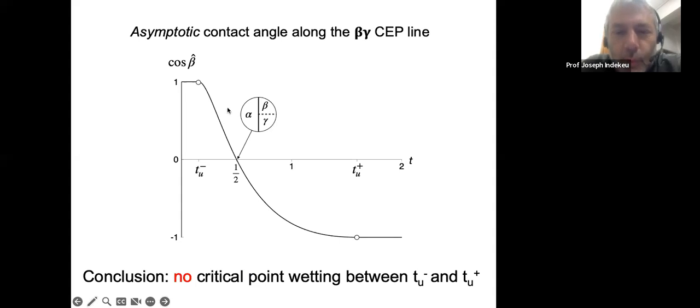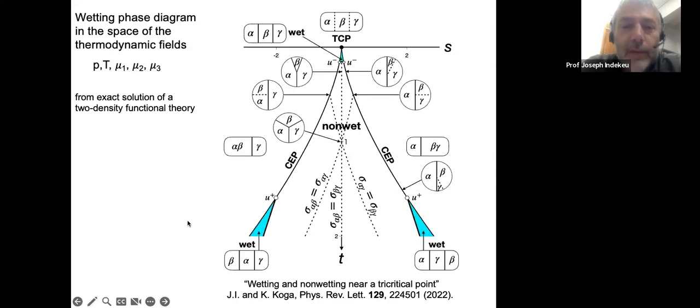And so this continuity of the cosine beta hat is of course displayed very explicitly and quantitatively by this calculation, in which we see a rather smooth curve between 1 and -1. And so all values of contact angles between 0 and pi are realizable. And there is then no critical point wetting between those particular temperatures in the phase diagram, which bound the non-wetting gap. So this is an interesting result, we believe, from a density functional theory, which has some bearing on the experiment.